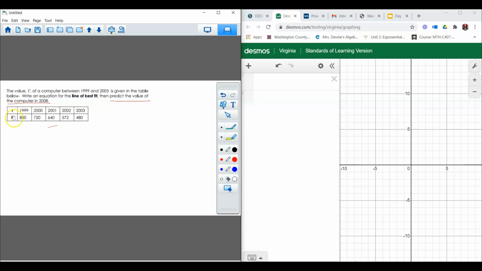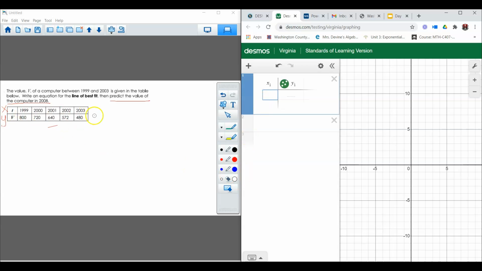Now, you'll notice your table here is labeled with the variables T and V. T stands for the year, and V stands for the value of the computer. Since this problem is a line of best fit problem, you need to think of those in terms of x's and y's. So the years are going to be our x's and the y's are going to be the values. So coming over here to Desmos, the first thing I want to do is put this table into my Desmos calculator. So I'll hit my plus sign and choose table.